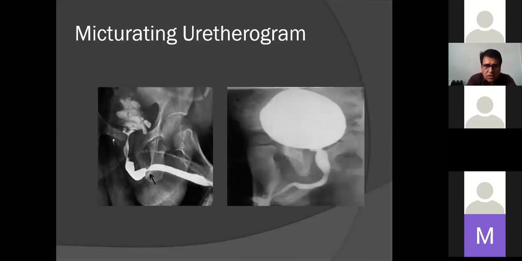Same, this is a micturating urethrogram, when the patient is asked to pee. When he's peeing, you can see there is narrowing in the urethra. This is the bulbo-penile urethral part.